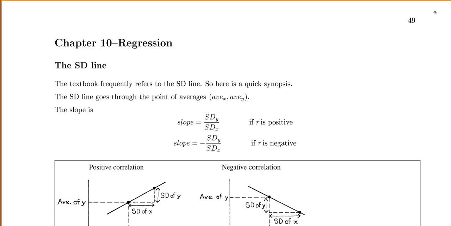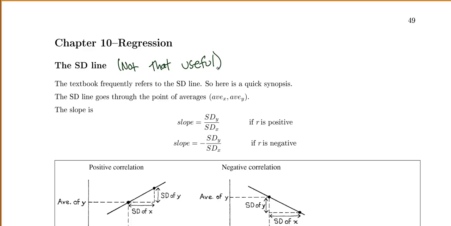Chapter 10 is about regression. First, we're going to talk about the SD line, and we're going to talk about it because our textbook refers to it frequently. However, it's not actually all that useful. So again, we're only talking about it just because the textbook frequently mentions it.